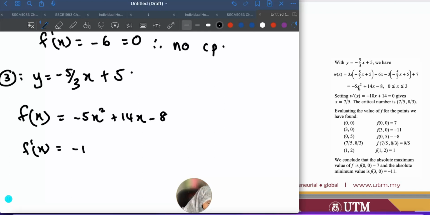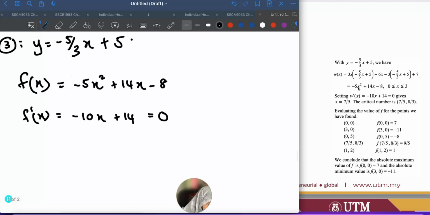So negative 10x plus 14 equal to 0. So we solve for x, so you have x equal to 14 over 10, so 7 over 5. So that is the x.